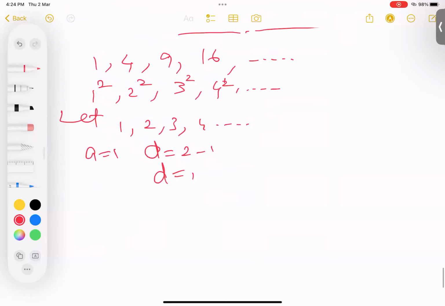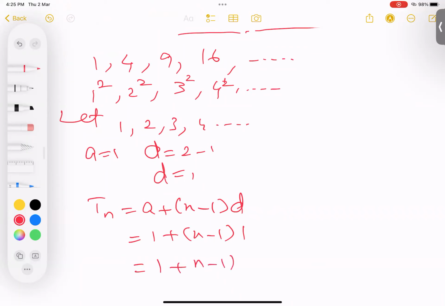And now I'm going to finish the question. The formula is Tn is equal to a plus n minus 1 times d. And a comes from here, 1, and d is also 1. You can see from here. I solve it: 1 plus n minus 1, and this one cancels out. And I got Tn is equal to n, but this is not our answer.